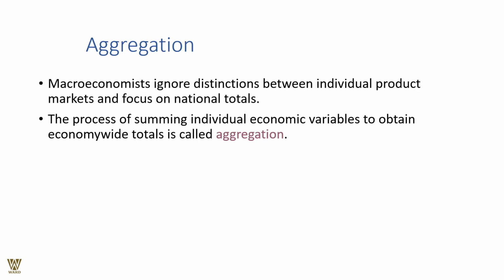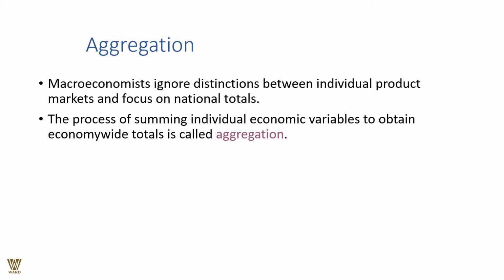Now we come to aggregation. Often many economists or macroeconomists ignore the distinction between individual product markets and focus on the national total. So within an economy, within a country, certain industries might be doing very well, right? And certain industries, or should I say the majority of industries, might not be doing very well, or vice versa. The majority of industries are doing well, and a few particular industries are not. So macroeconomics basically ignores this distinction.